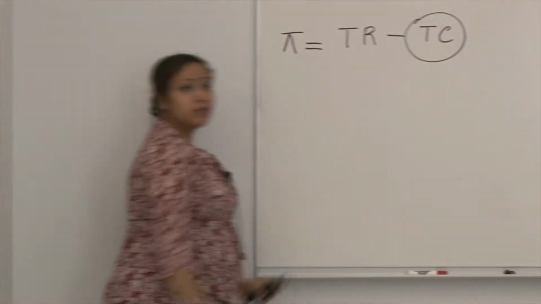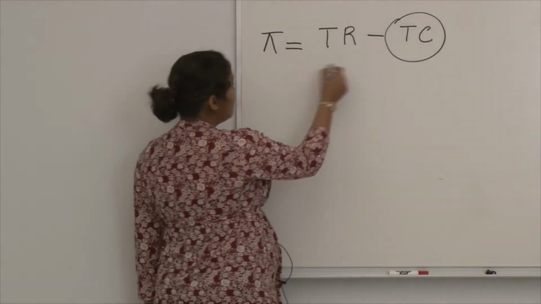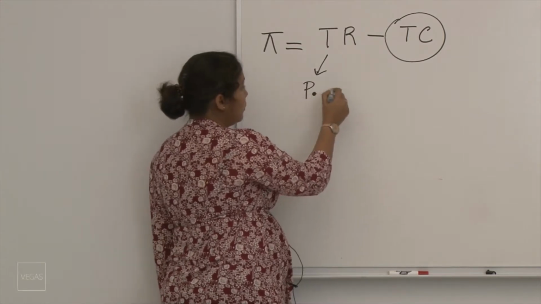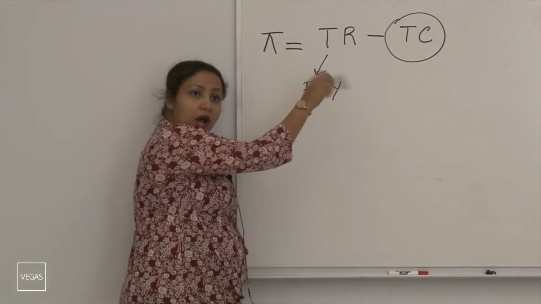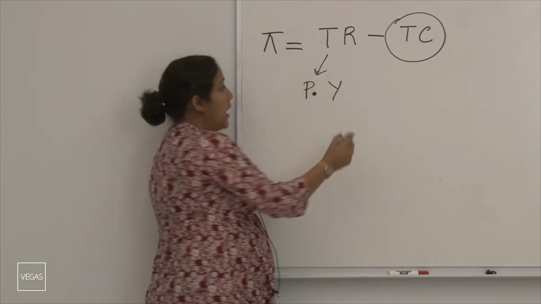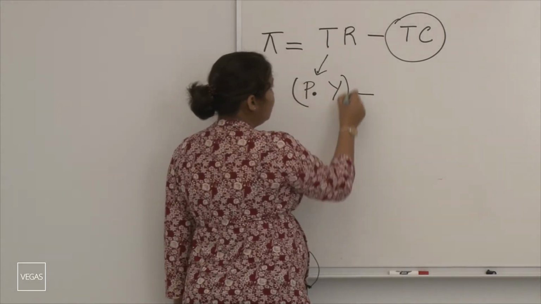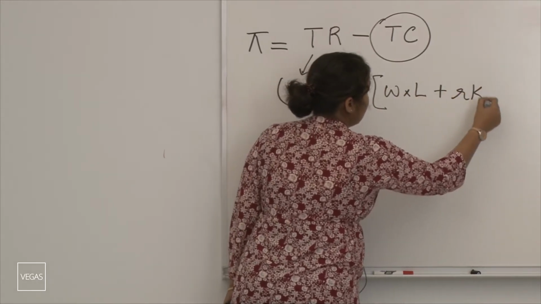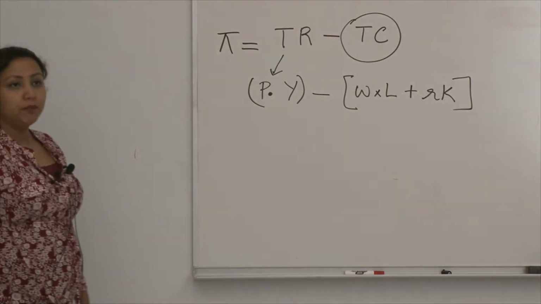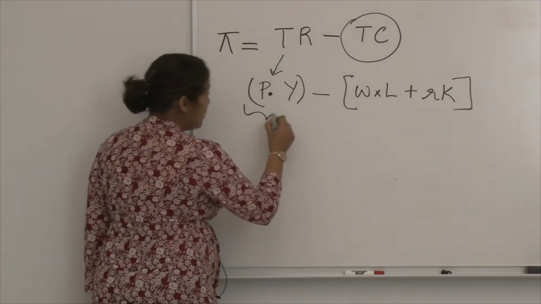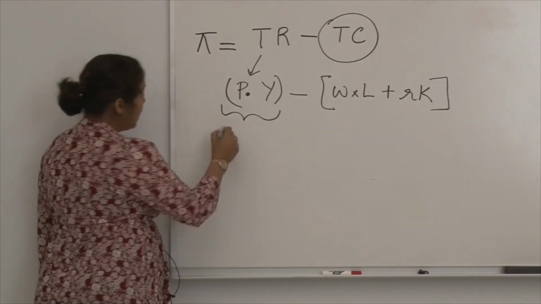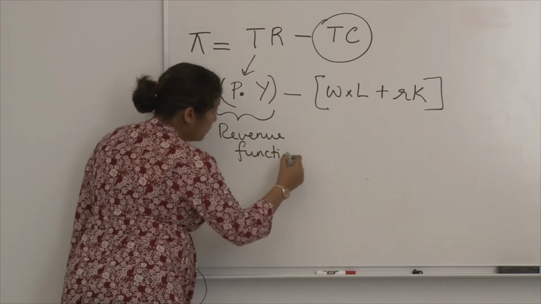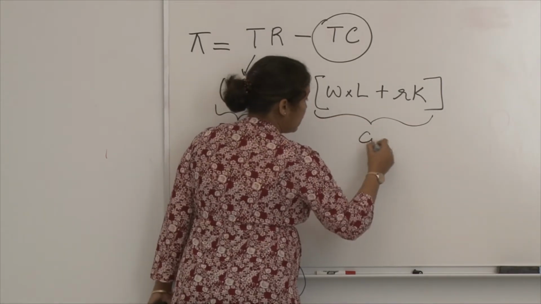And this equation basically tells you the same thing, because this total revenue, like I told you, is the price of the good times the number of units that is produced, where Y is the total product or the total output, and the total cost depends on the prices of the inputs, that is WL plus RK. Now just this part individually is called the revenue function, and just this part separately is called the cost function.